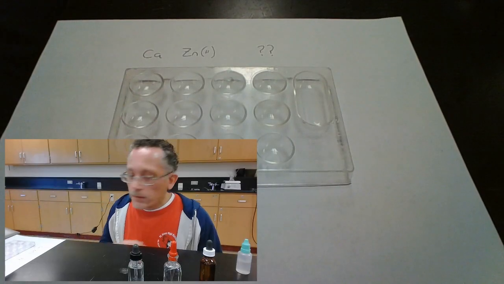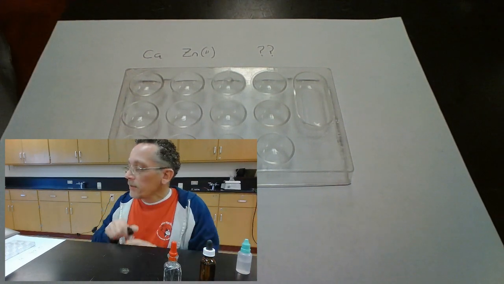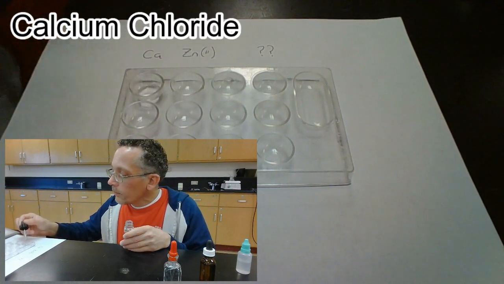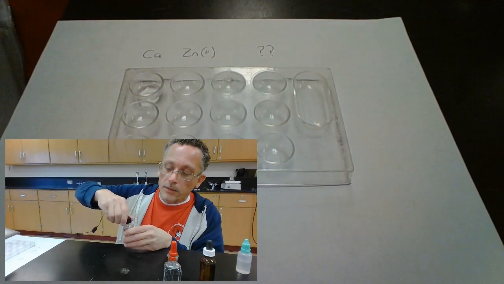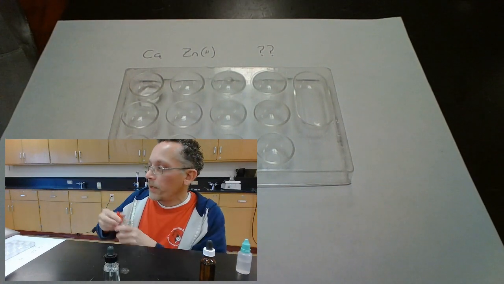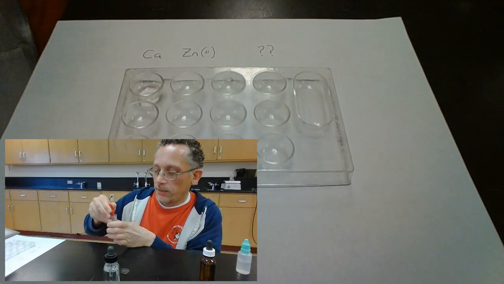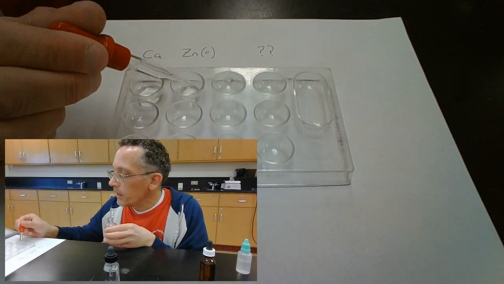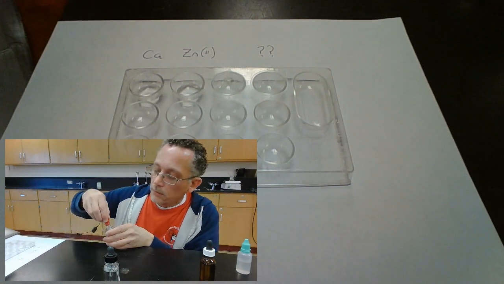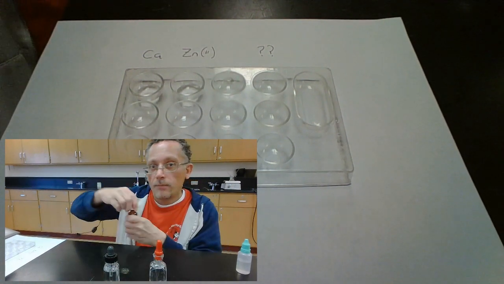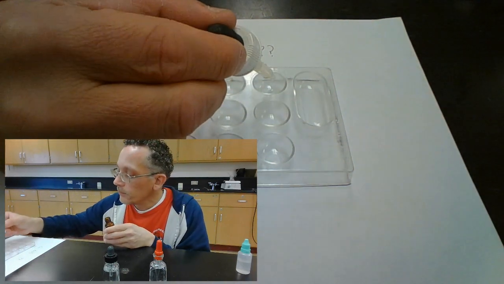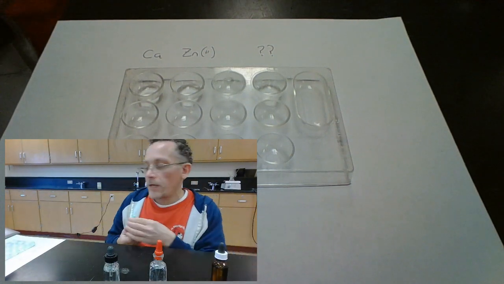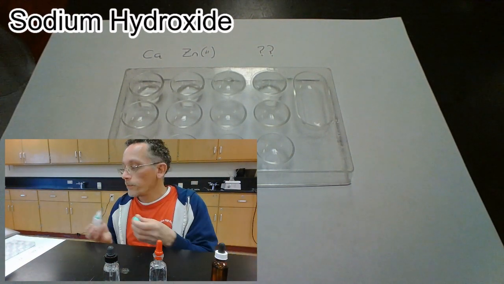Okay, let me turn this on, and let's add our calcium. And these are clear liquids, and we're going to get a white precipitate, so I hope we can see things on the camera. I'm kind of skeptical we'll be able to see it very well on the camera. Here's my zinc compound, and my unknown.